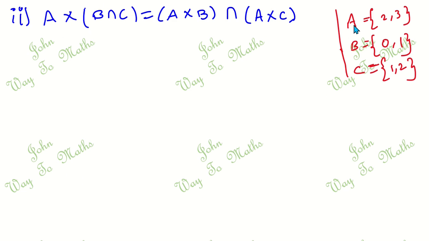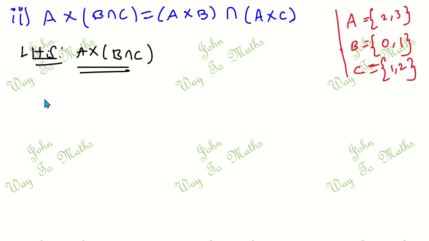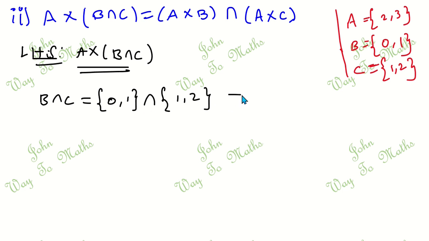So already we know that A set, B set, C set. So I am going to find LHS. So LHS is equal to A cross B intersection C. So first I am going to find B intersection C. So B set becomes 0 comma 1. Intersection of C set becomes 1 comma 2. So intersection becomes 1 is a common one. So 1 is a common set.